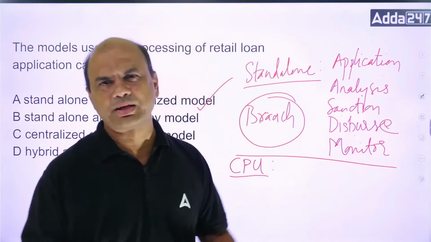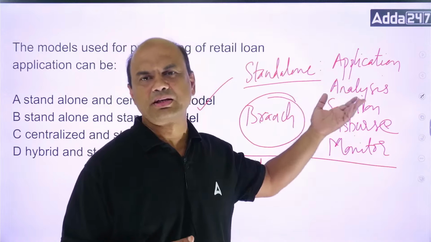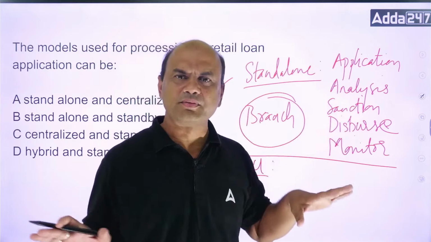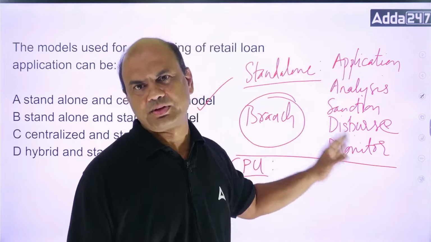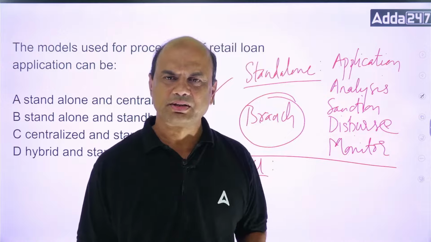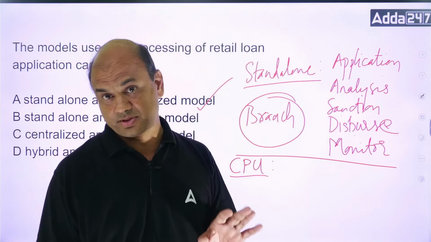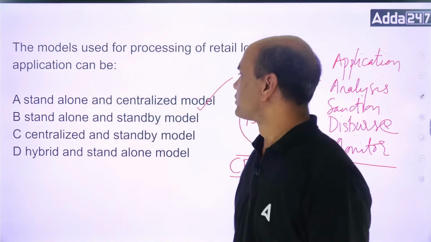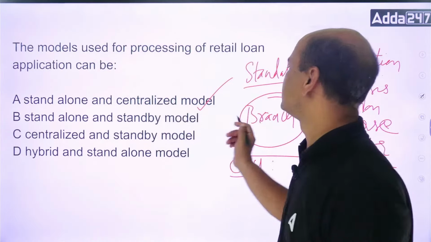It depends on bank to bank. Some banks say some steps at the branch level, this will be done at the CPU level. But generally, everything is done at the CPU level. Only applications are sometimes filled at the branch level. Sometimes it can be directly at CPU also. So the answer is this: standalone and centralized model.